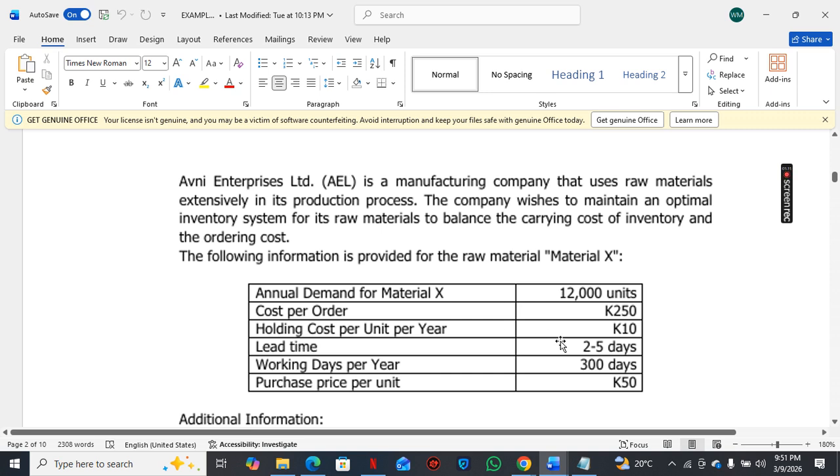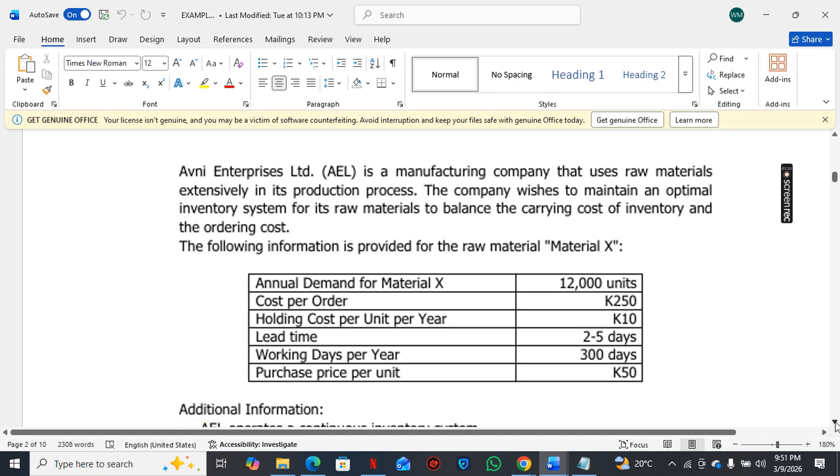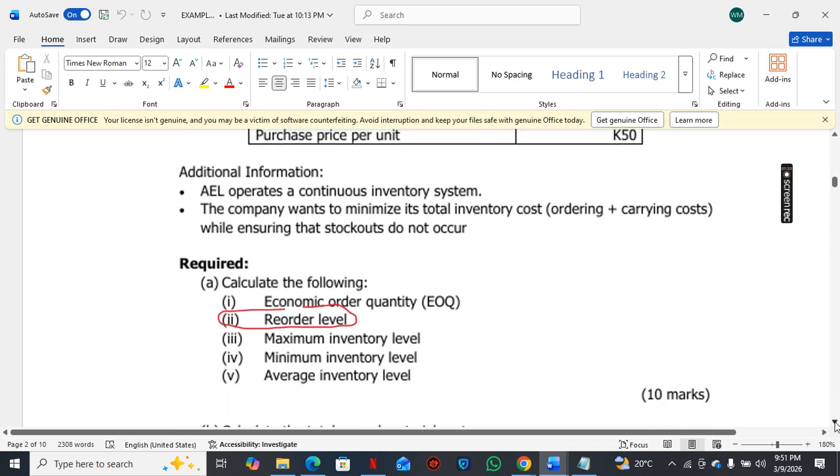Lead time, 2 to 5 days. The lead time is how long you have to wait whenever you place an order. Okay, that's your lead time. Working days per year, 300 days. Purchase price per unit, 50 kwacha. Okay, so this is additional information.